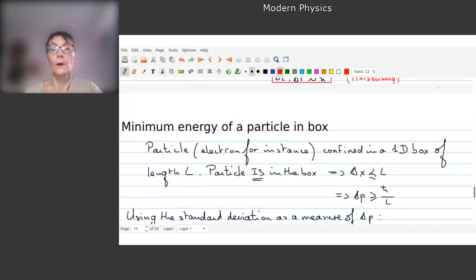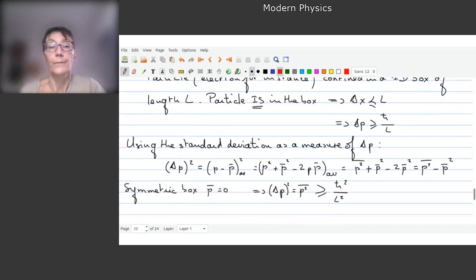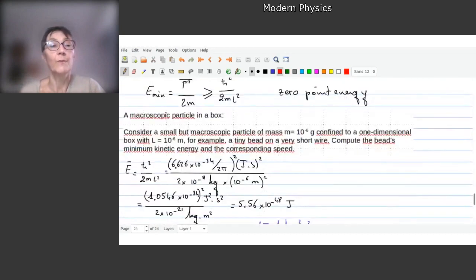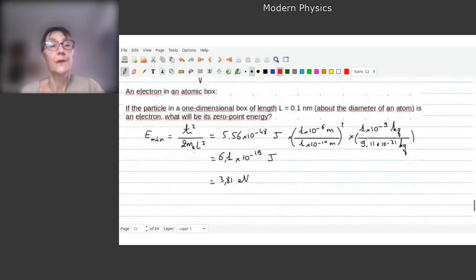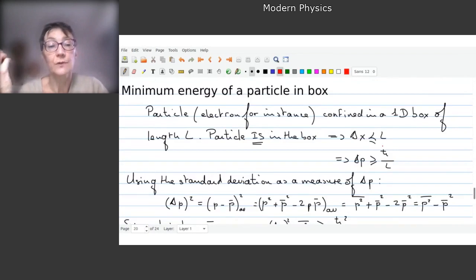One of the implications of this uncertainty principle is the minimum energy of a particle in a box. A particle in a box means that you have some particle confined in some part of the space. We will have some examples here. For example, a macroscopic particle in a box, and here an electron in an atomic box. So, for example, you have the electron of your hydrogen atom, so it is very useful.